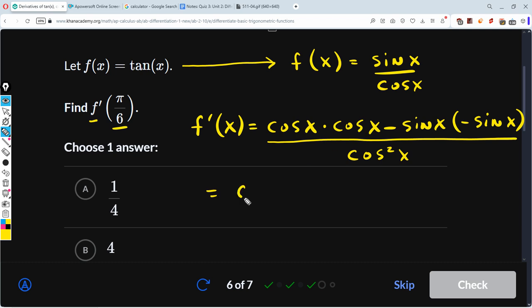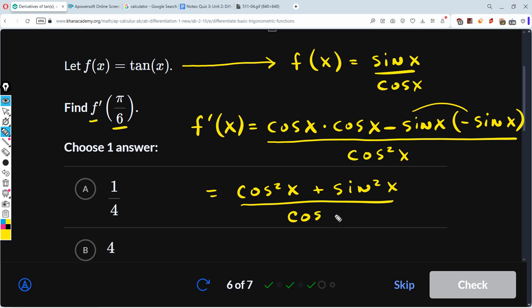Cosine times cosine is cosine squared. Negative sine times negative sine is positive sine squared. And on the bottom, we have cosine squared of x. All right, you can rewrite that as cosine of x quantity squared. All right, cosine squared plus sine squared is just 1. That's the Pythagorean identity. So we can just make the numerator a 1.